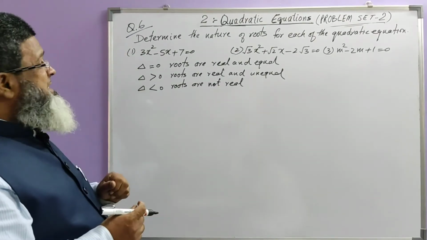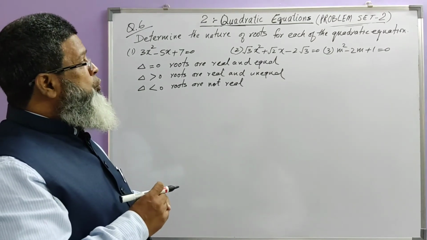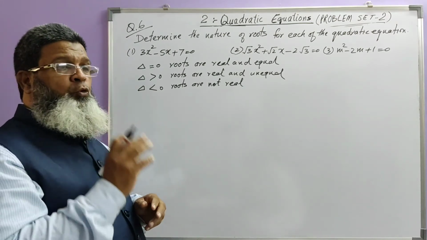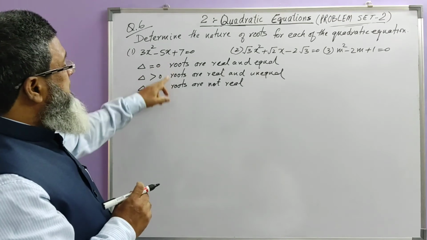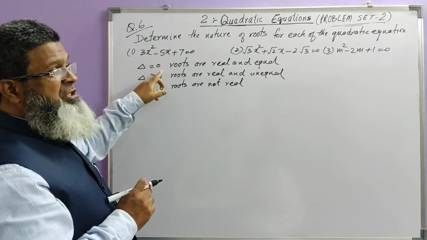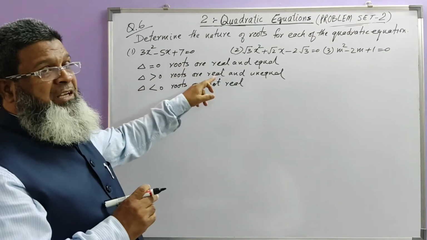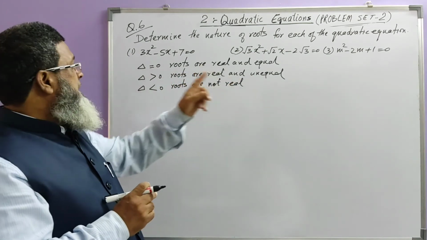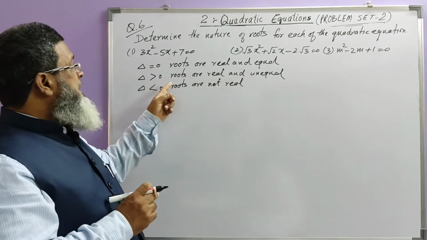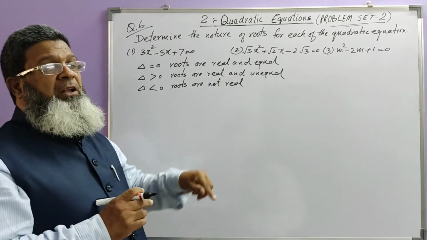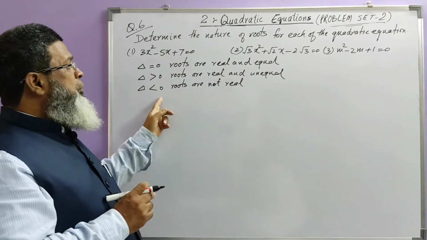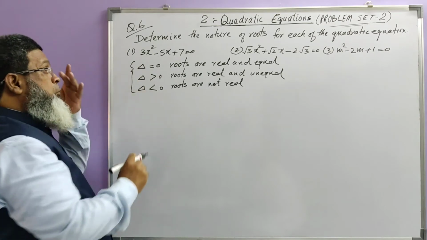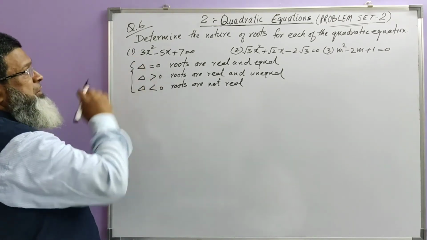Let's see question number 6: determine the nature of roots for each of the following quadratic equations. For the nature of roots, you have to remember these three formulas. Delta is equal to 0 means roots are real and equal. If delta is greater than 0, then roots are real and unequal, and if delta is less than 0, then roots are not real. You have to remember these three formulas to find the nature of the roots.